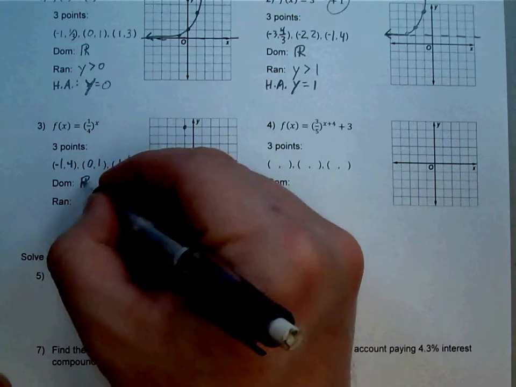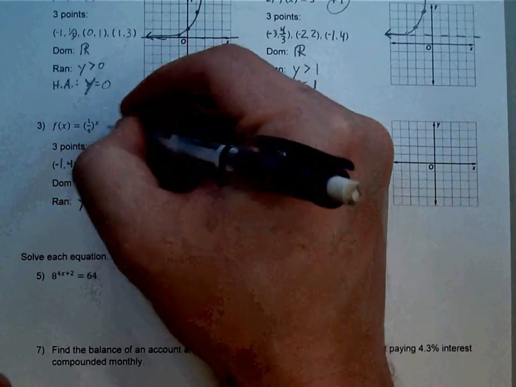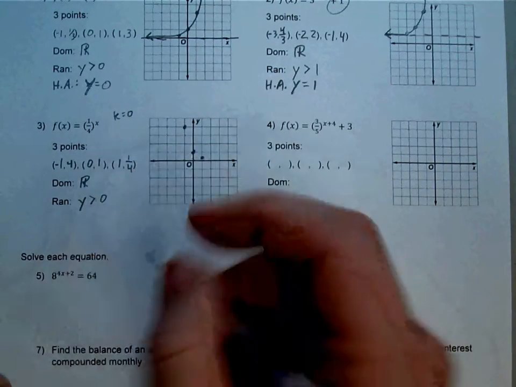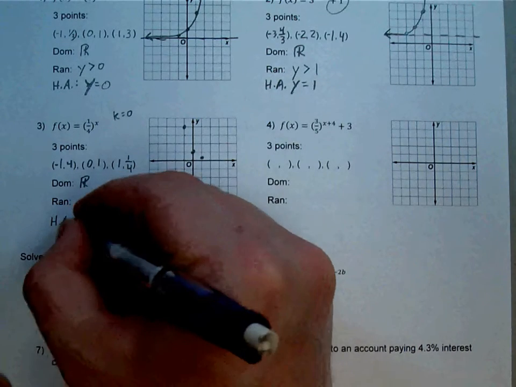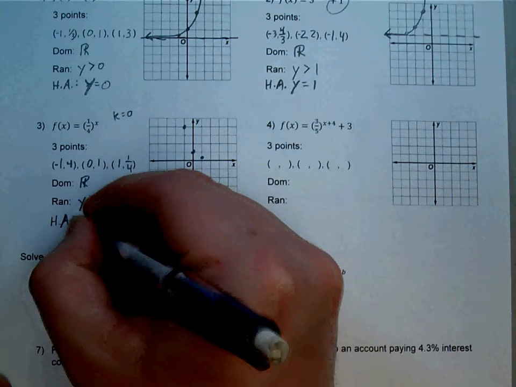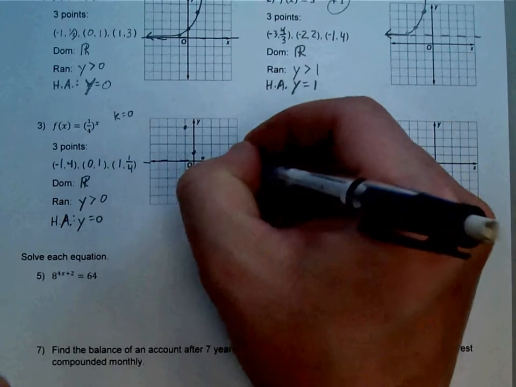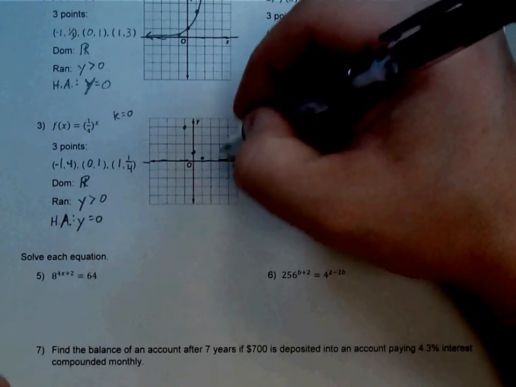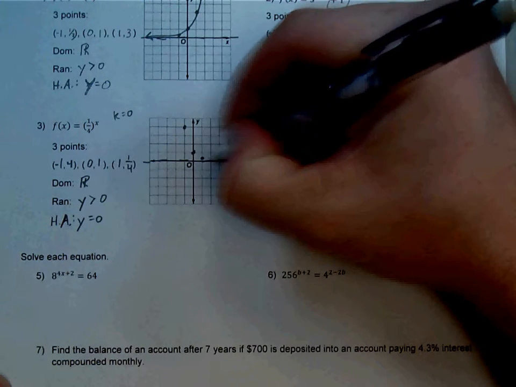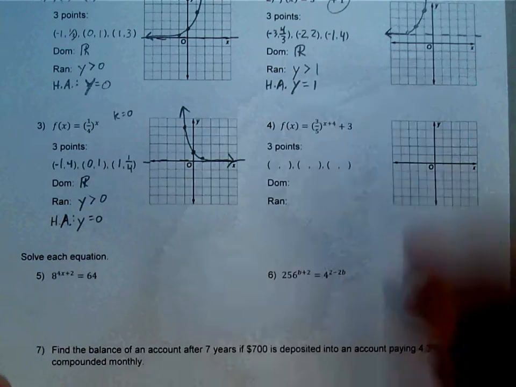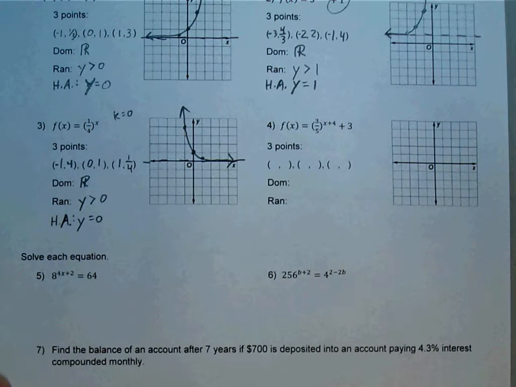Domain, it's always all real numbers. My k value here is 0, so y is greater than 0 is my range. My horizontal asymptote is the line y equals 0. So that's the x-axis here. And so there we go.